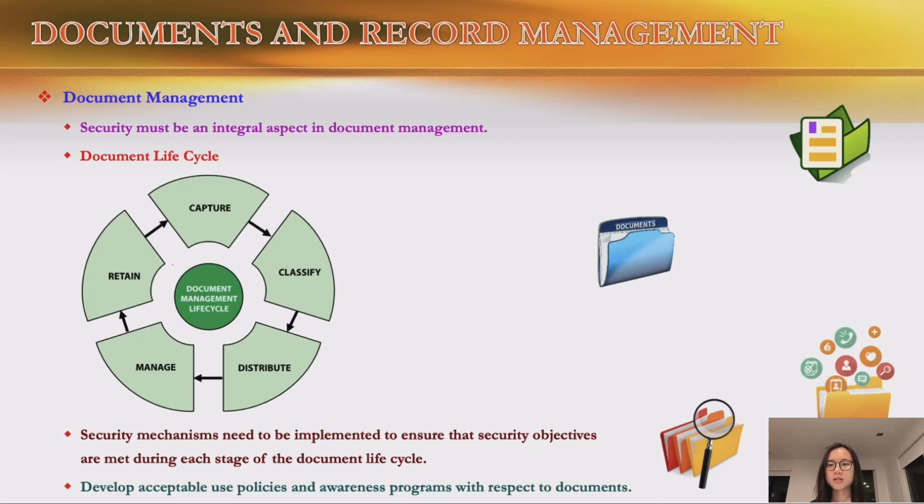The fourth phase of the document lifecycle is manage. During this phase, documents are presented to users through various interfaces and applications to make the delivery as seamless as possible. The final phase of the document lifecycle is retain. This phase is about keeping the documents for a period of time, defining the classification, before archiving or destruction. Security mechanisms need to be implemented to ensure that security objectives are met during each stage of the document lifecycle. In addition, as in other areas, an organization should develop acceptable use policies and awareness programs with respect to documents.